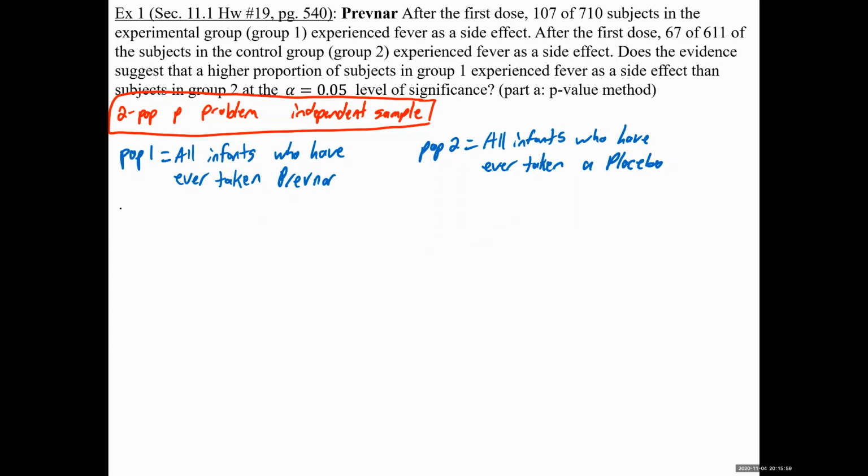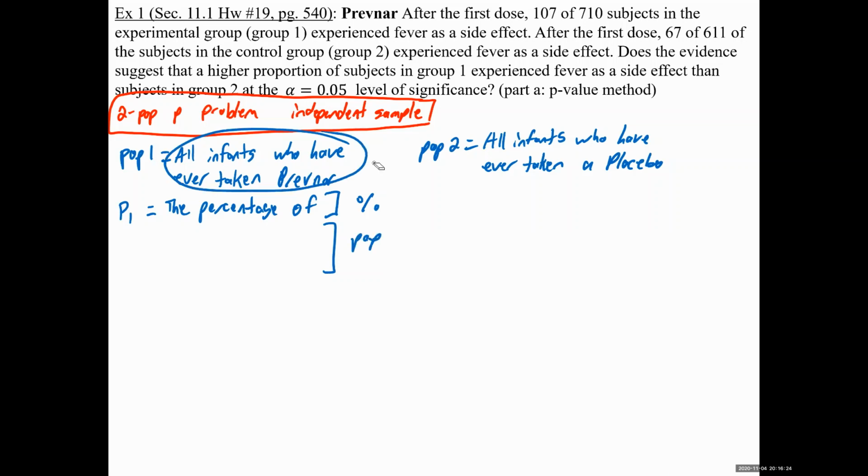Then you're going to write down the population parameters, which is P1 and P2. Understand, P1 is not population 1. Population 1 is a group of people. P1 is a percentage. So you're going to write it in words. Whenever you write a percentage, you're supposed to write it in 3 parts. First, you're going to write down the percentage. Then you're going to write down the population, which is this population for this one. The percentage of all infants who have ever taken Prevnar.